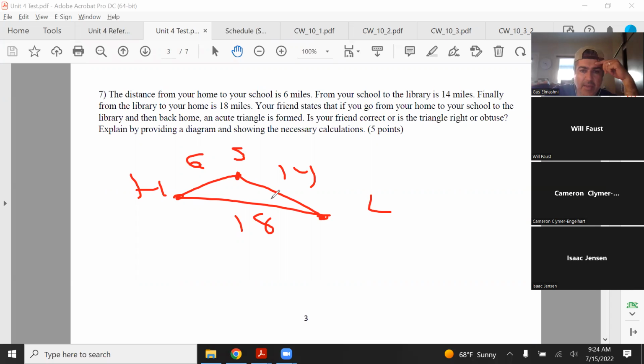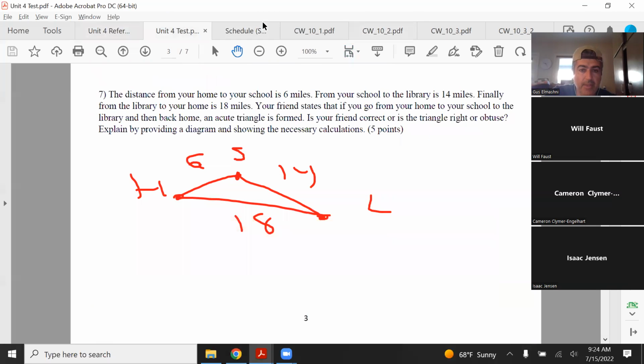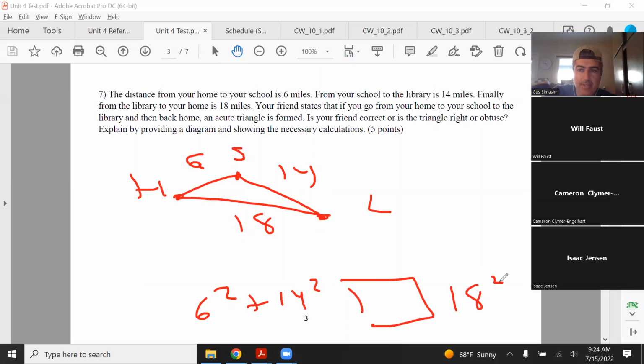You're asked to determine if your friend is correct, if it's acute. Remember, we talked about this. It's in the reference sheets. It's right here. You compare C squared to A squared plus B squared. C is the longest side, A and B are the 2 shorter sides, right? So your 2 shorter sides are 6 and 14, obviously. 18 is the biggest side, and you're just comparing these. That's it. You should get 36 plus 196, and that's 232. Use a calculator. It's pretty clear the left side is going to be smaller, because you get 232, which is less than 324.